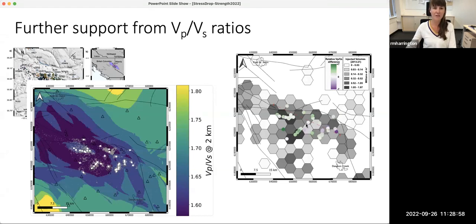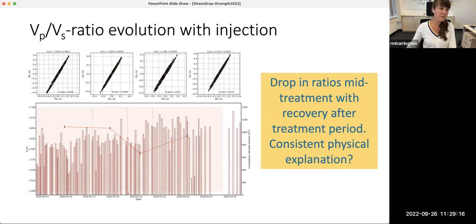And you see from the dots here, there are positive and negative variations in VP-VS ratios. This is overlain on a plot of injected volume, shown with the gray shaded areas where the darker colors indicate higher injected volumes. Here are the differential travel times with the differential VP-VS ratio. The top is basically the data, and the bottom shows the VP-VS ratio and how it changes in time, shown by the line here.